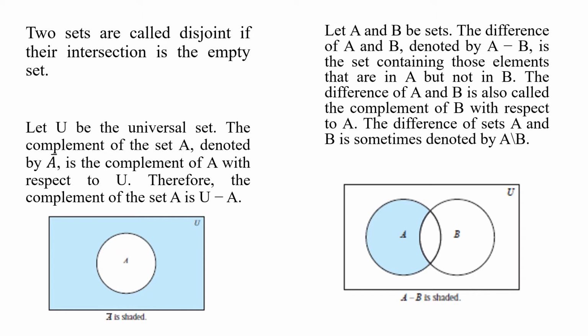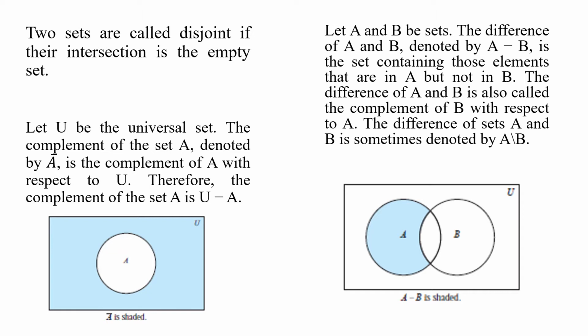So let's have another concept to be discussed. Let A and B be sets. The difference of A and B, denoted by A minus B, is the set containing those elements that are in A but not in B. So the difference of A and B is called the complement of B with respect to A. The difference of A and B is sometimes denoted by A backslash B.